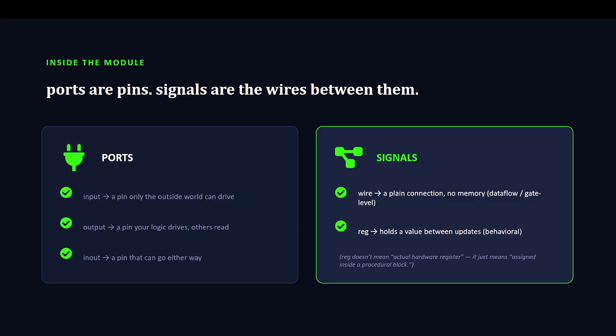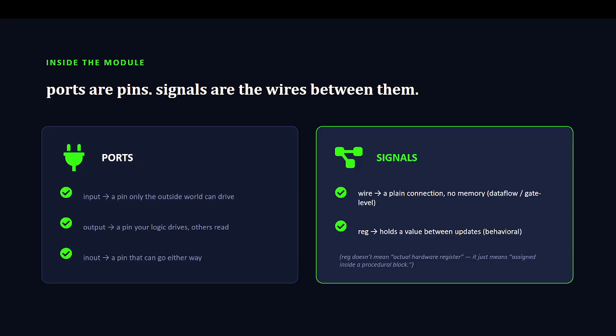Now signals, the wires living inside your module connecting your logic together. Two types matter right now. Wire, which is just a plain connection with zero memory. It exists in data flow and gate level code, literally just a wire, no storage. And reg, which holds a value in between updates. This is what you will see inside a behavioral always block.